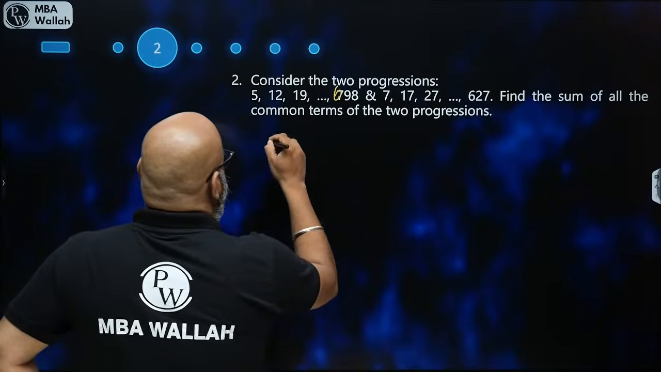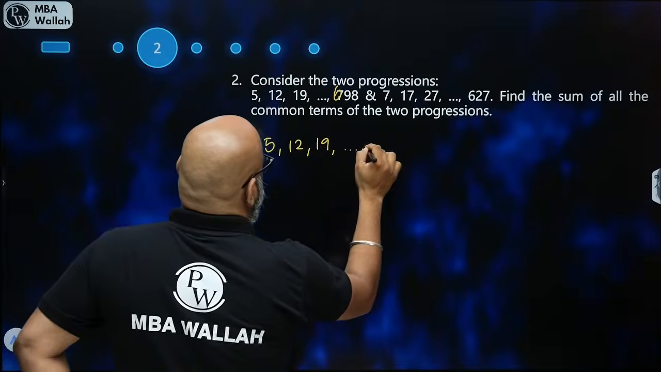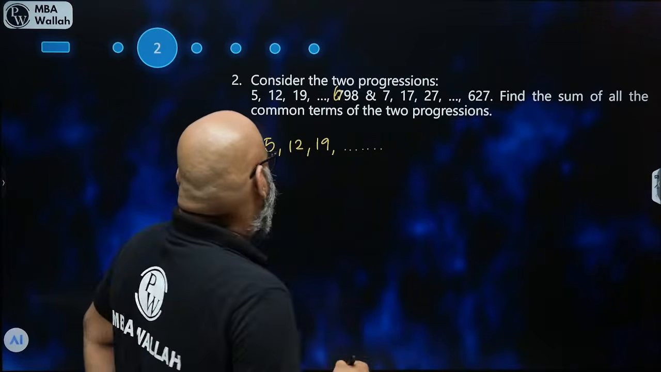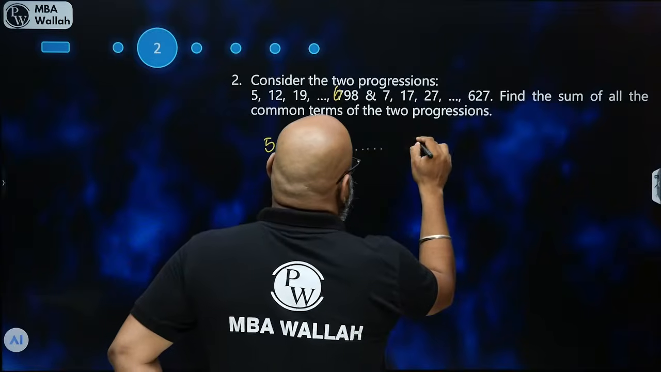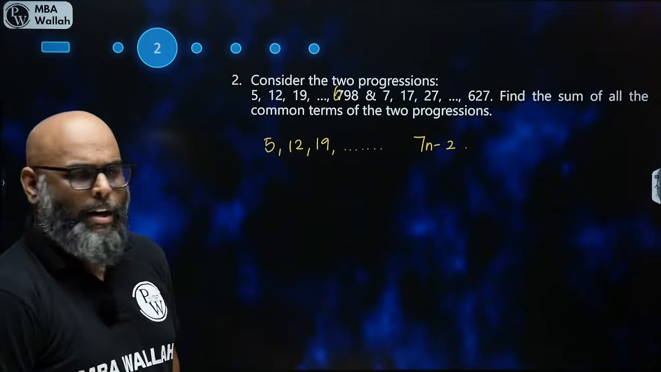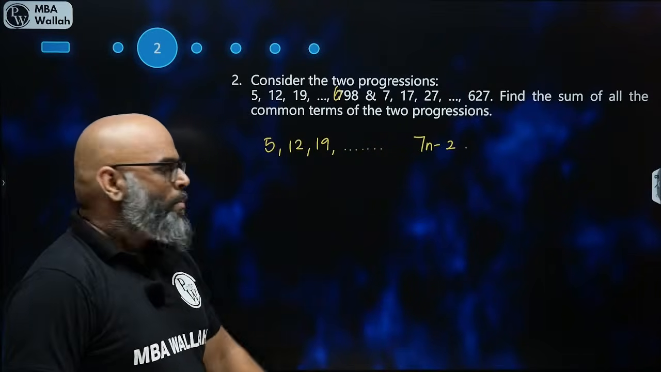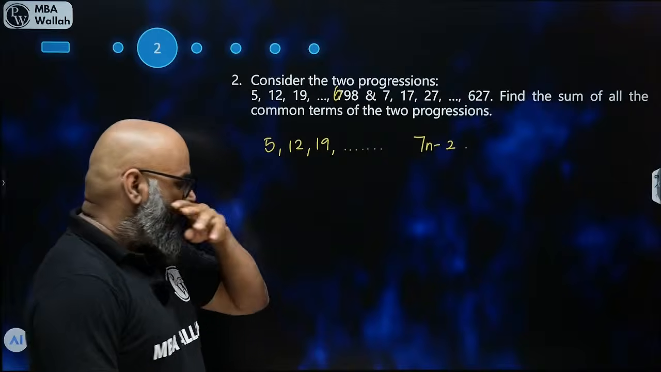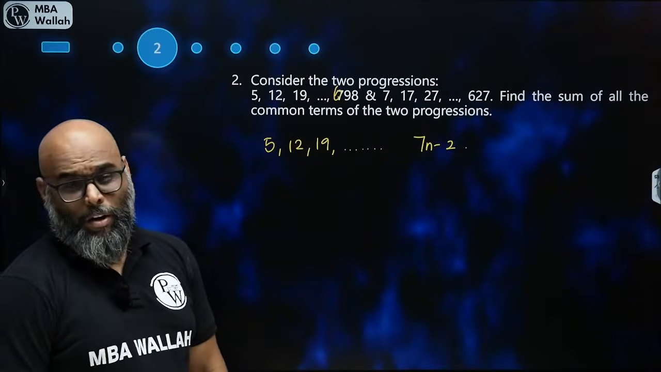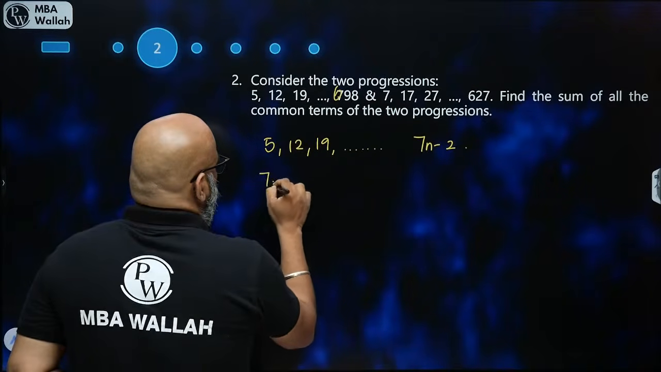Now when I look at 5, 12, 19 and so on, all the numbers in this format, I can think about it as 7n minus 2. Can we say that 7n minus 2? Put n equal to 1, 7 minus 2, 5. Put n equal to 2, 14 minus 2, 12. Put n equal to 3, 21 minus 2, 19. All of them work.